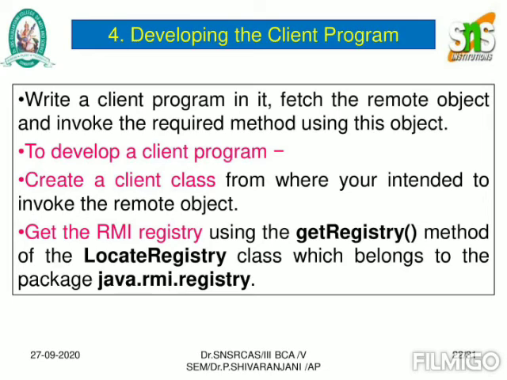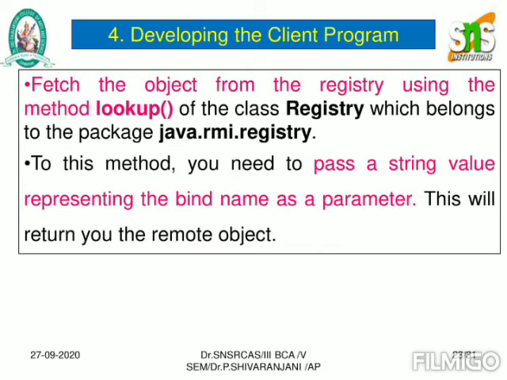You have to create a client class from where you intend to invoke the remote objects. Then the second thing is you have to get the RMI registry using the getRegistry method of the LocateRegistry class, which belongs to the package java.rmi.registry. The next one is fetching the object from the registry using the method called lookup of the class Registry, which belongs to the package java.rmi.registry.